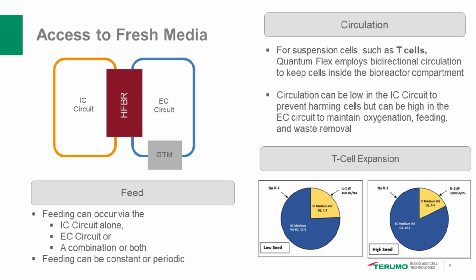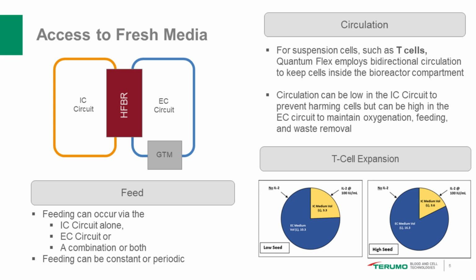For suspension cells, for example the T cells, we can change the flow through the IC circuit, and we can employ a bidirectional circulation, keeping the cells within the hollow fiber bioreactors. As you can see with those circuits, media would pass out of the hollow fibers and then return from one side and return to the other side. However, if we employ a bidirectional flow, that keeps the cells within the bioreactor platform.